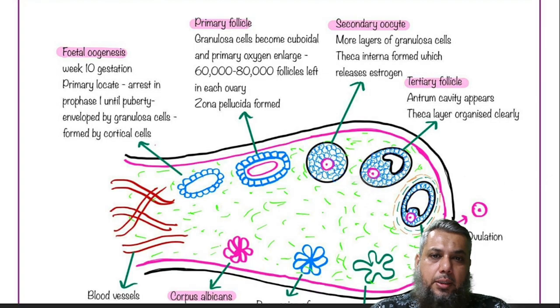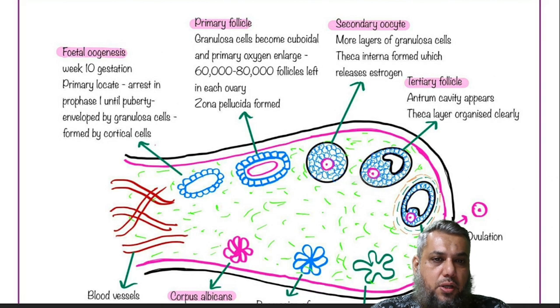Okay, the secondary follicles and the tertiary follicles, Graafian follicle, they have theca externa and theca interna, and the theca interna is made up of endocrine cells which secrete the female sex hormone estrogen. And this estrogen is responsible for development of the endometrium. It is responsible for many secondary sexual characters in females.